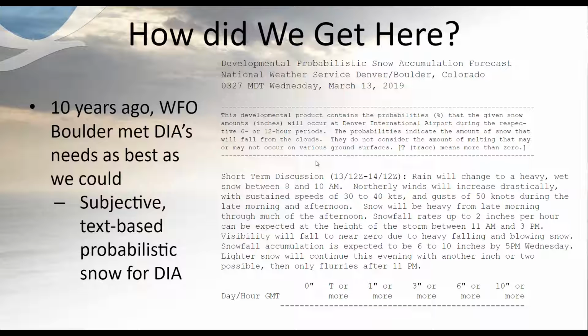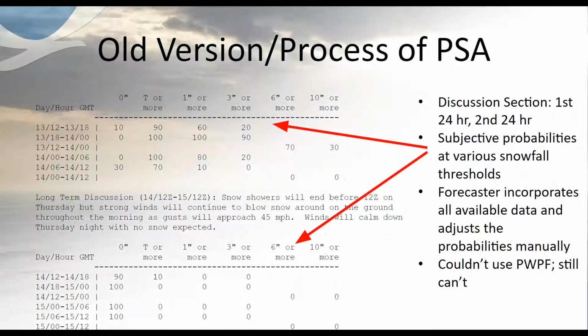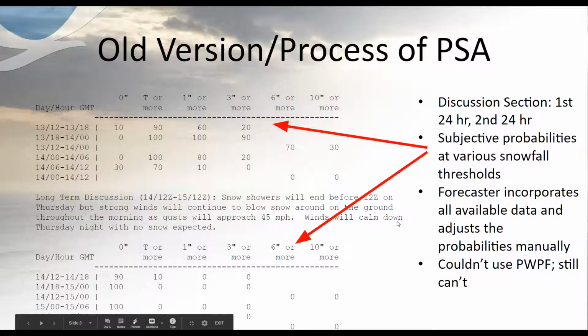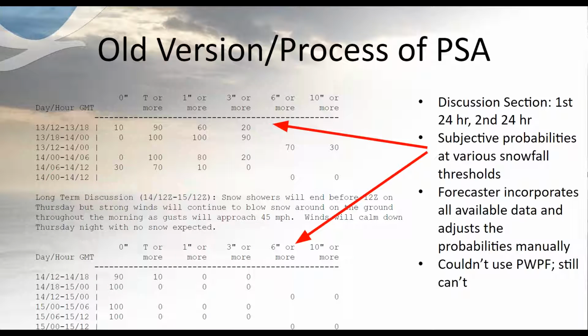In any case, we were able to give them roughly 6-hour probabilistic snowfall totals, but as I'm about to describe, it was very subjective. It also had a short-term and a long-term discussion, basically the first 24 hours and the next 24 hours. That was one of the more valuable things DIA wanted 10 years ago. In the old version, this is the output product. I'm not going to show you the GUI we used to generate this, but suffice to say it had a bunch of thresholds that we set by hand using slider bars in AWIPS, with percentages from 0 to 100 for various thresholds in 6-hour increments.